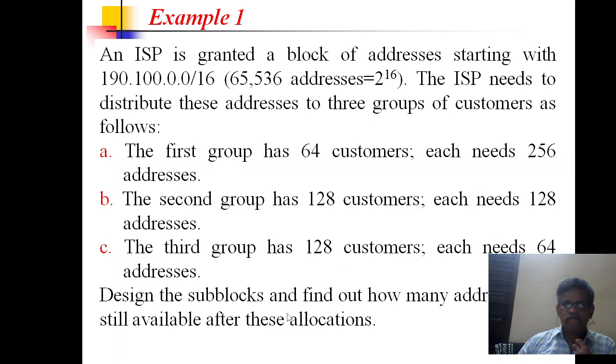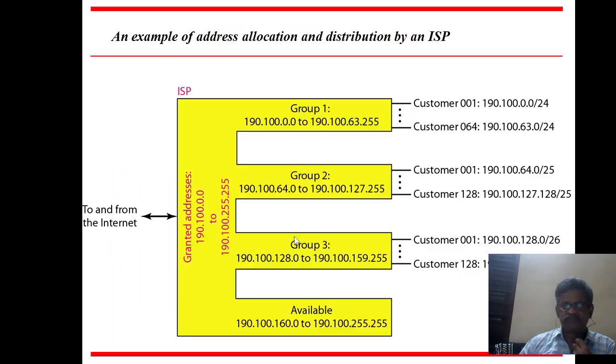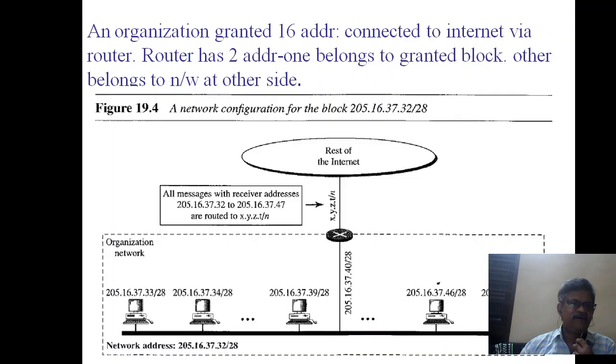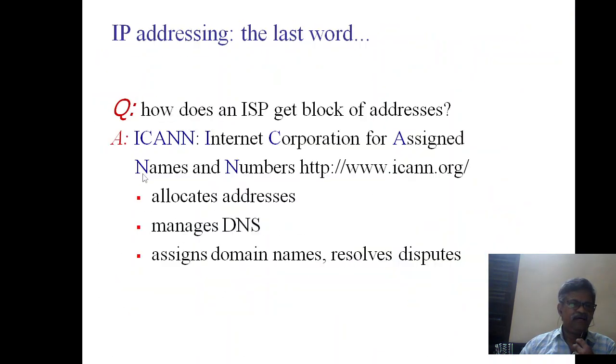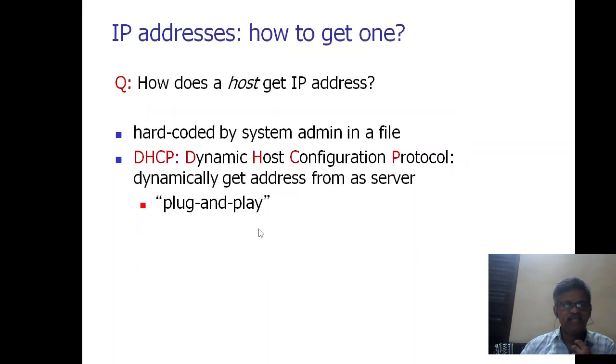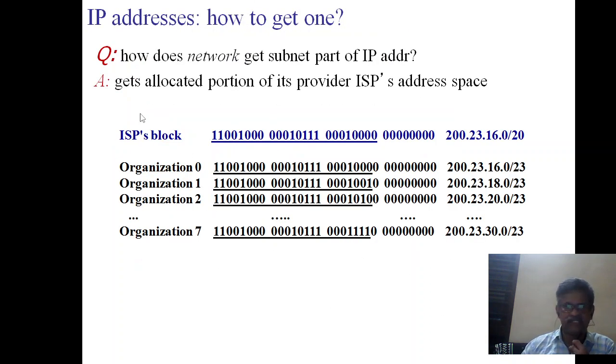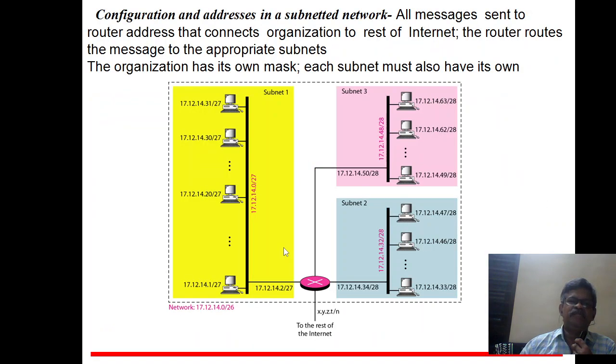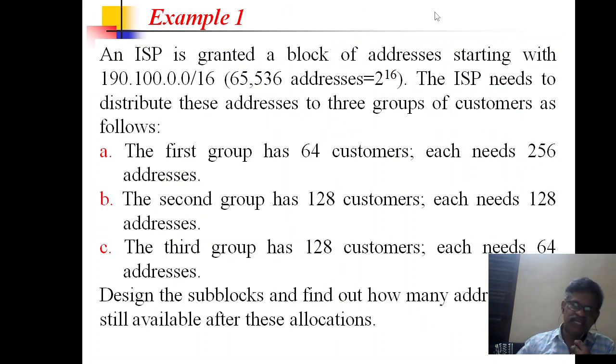Now another example, an ISP. The ISP gets a block of addresses. From where does the ISP get addresses? It is from ICANN, the Internet Corporation for Assigned Names. The ISP gets a block of addresses, and organizations get addresses from the ISP. We get addresses from the ISP, and the ISP gets addresses from ICANN.